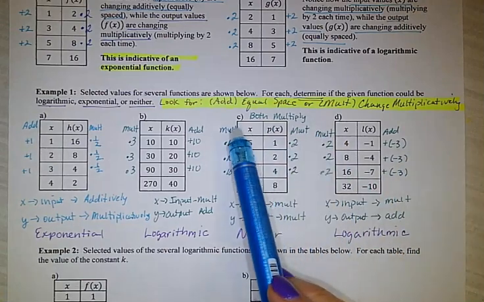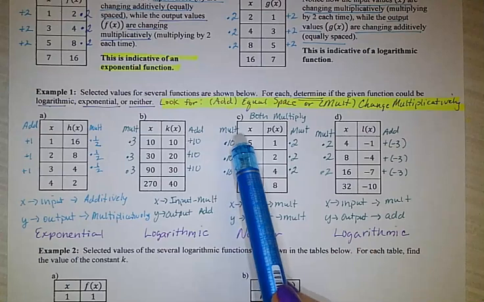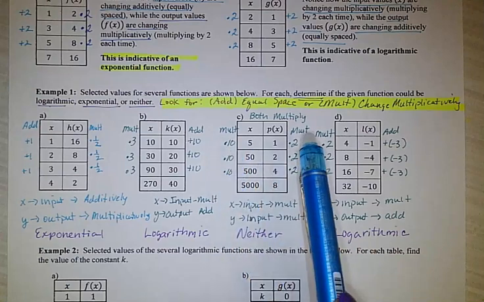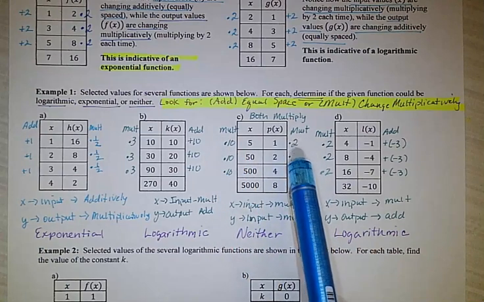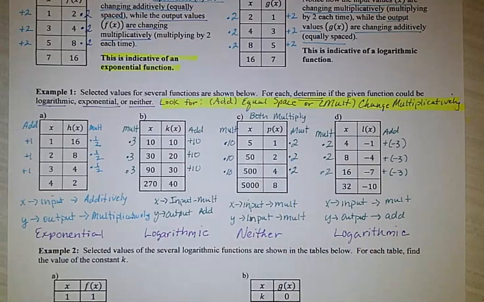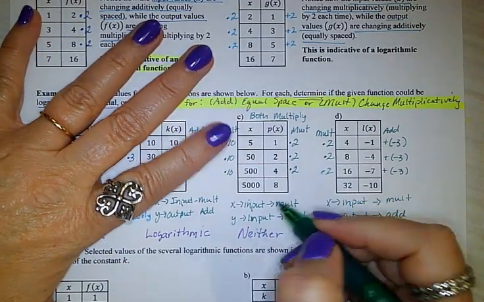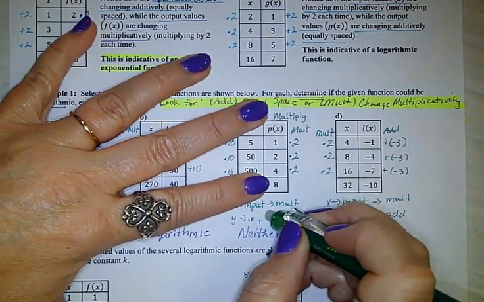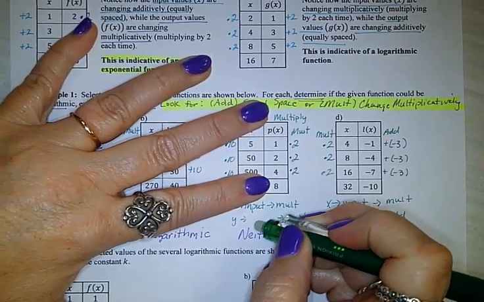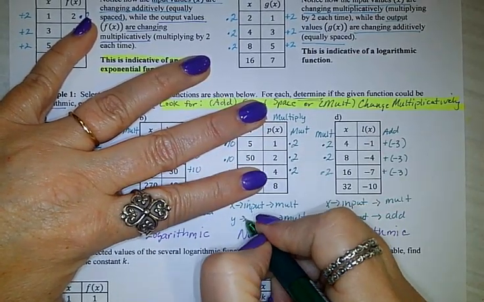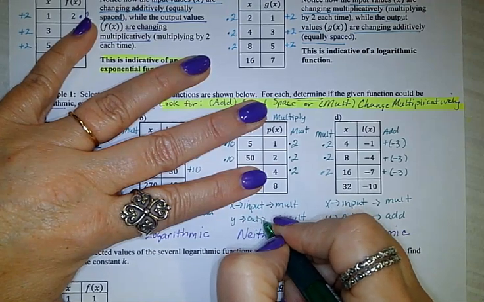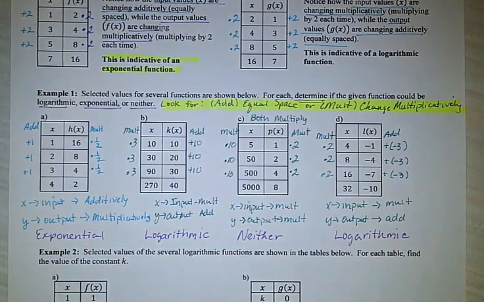On C, on the input values, I multiplied each by 10, but on the output values, I also multiplied each one by 2. So since both were multiplicative, then that's a neither situation. So the input is multiplicative and the output is multiplicative.